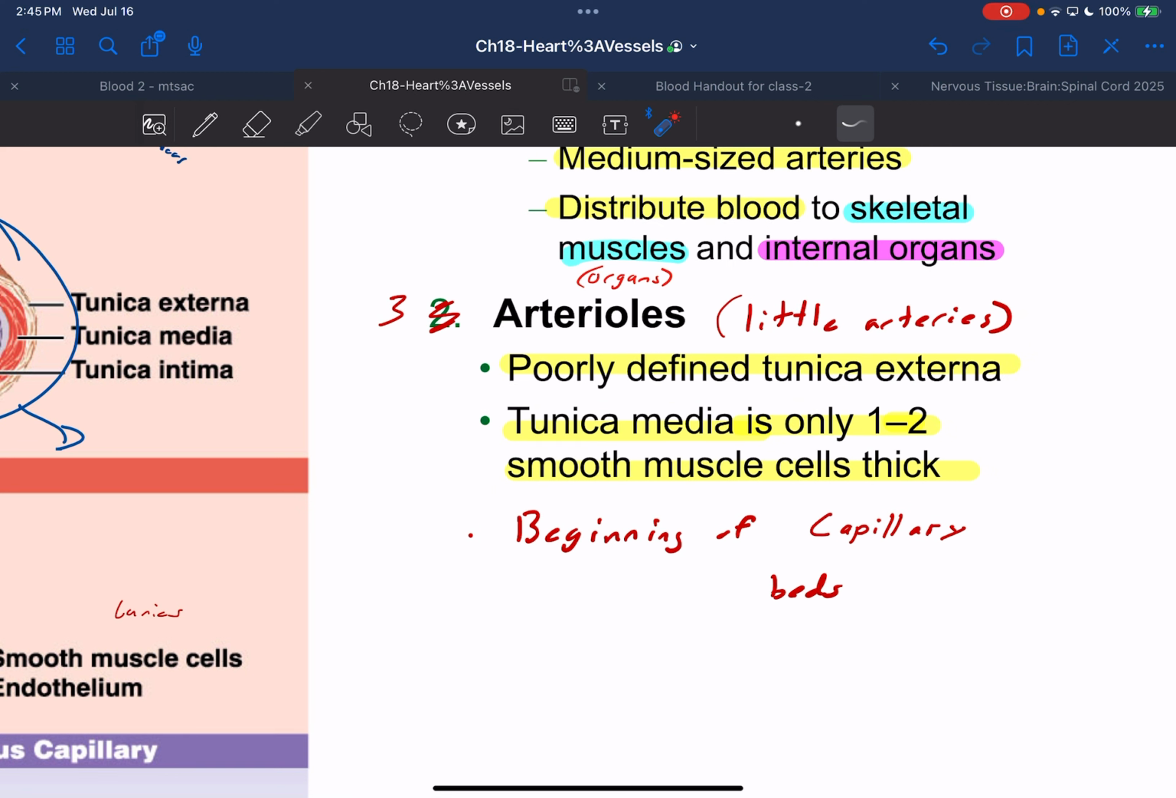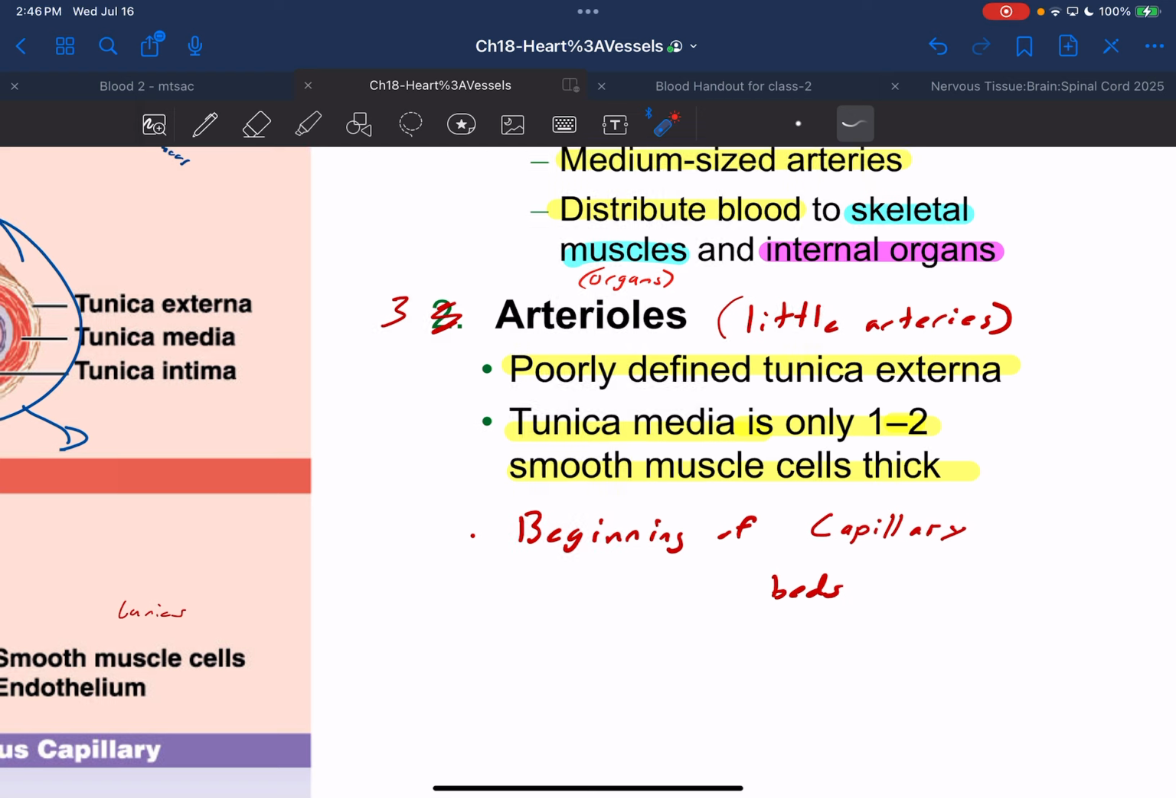And so what makes them special is that arterioles means little arteries. They don't really have an outer layer, a tunica externa. And their tunica media is very, very thin. And they serve as the beginning of the capillary beds.